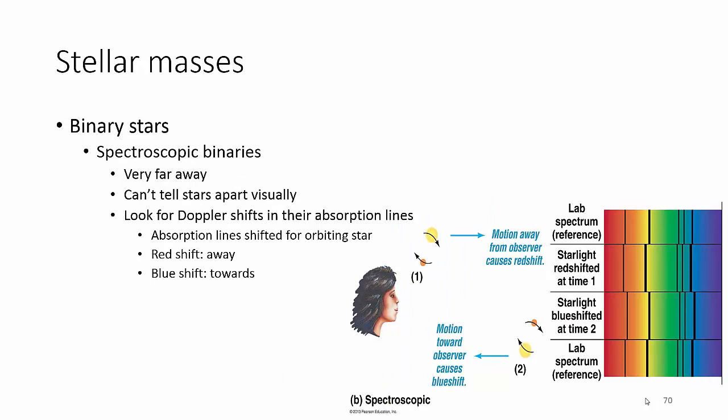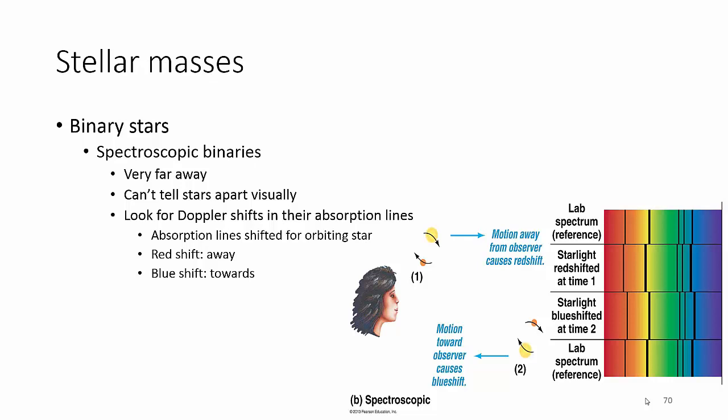Another type is spectroscopic binaries. Now these guys are very far away. If you just look at the light, like if you're standing on Earth looking at them via naked eye, binocular, telescope, whatever, and you can just see what looks like to be one dot in the sky. Well, you can't tell them apart visually, so what do?